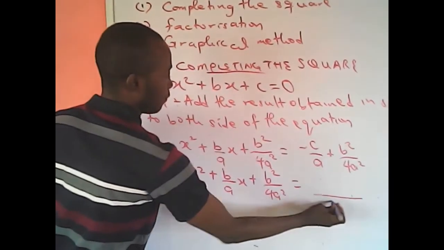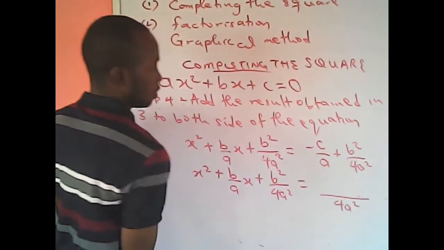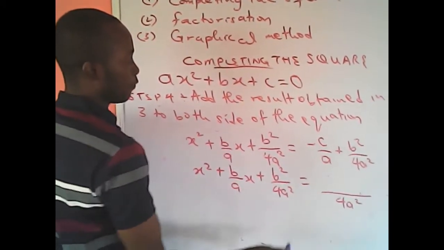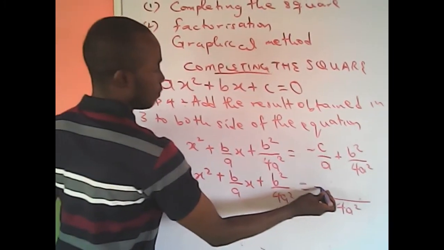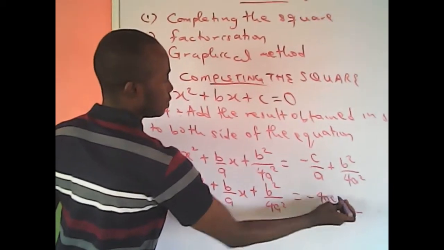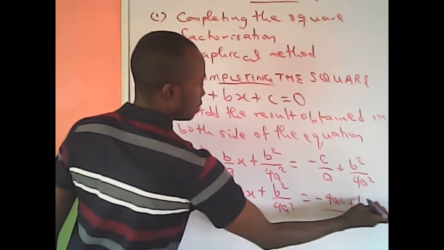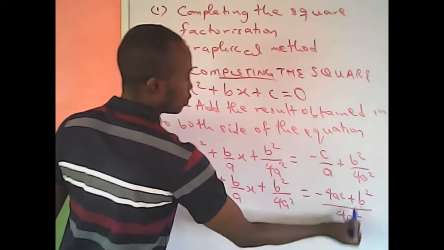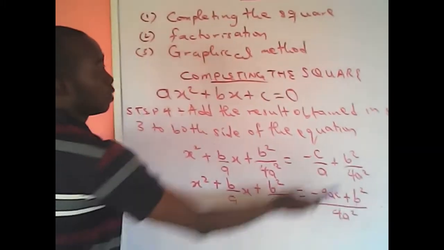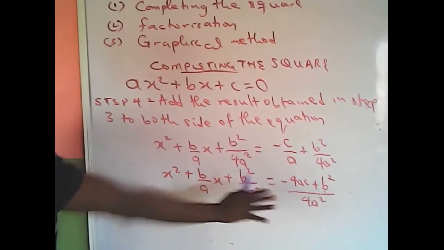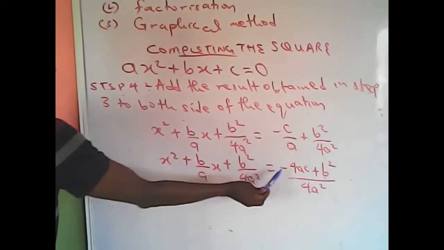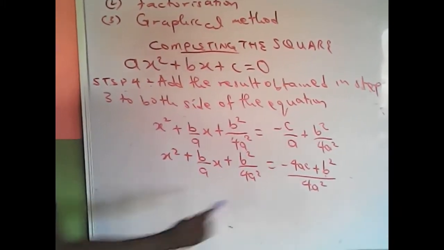The LCM here is 4a squared. So 4a divided by a, that will be 4a. 4a squared divided by a, that will be 4a. 4a times c will now be minus 4ac plus b squared. Because that will be 4a squared divided by 4a squared to give us 1. 1 times b squared will give us b squared. So, kò sí wàhálà lórí ilé báyìí. Tá a kàn máa ṣe ni pé ilé òkè máa ń láìkí minus bẹ̀rẹ̀ iṣẹ́.